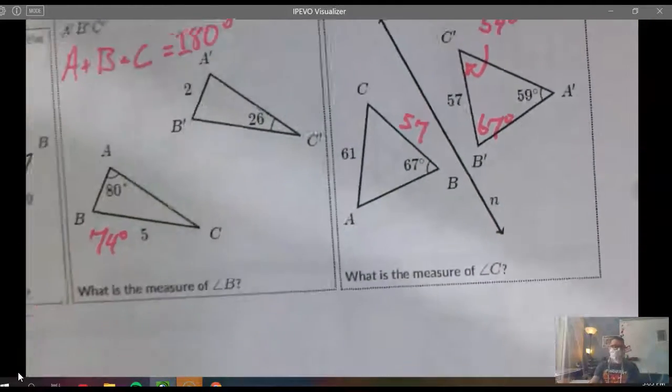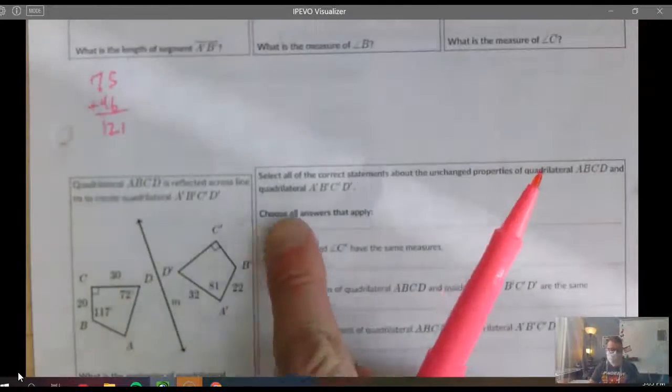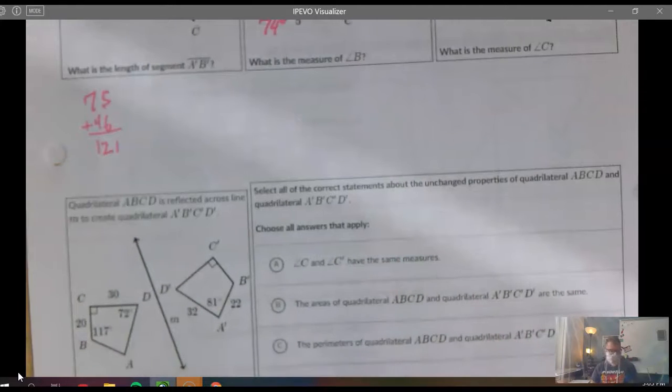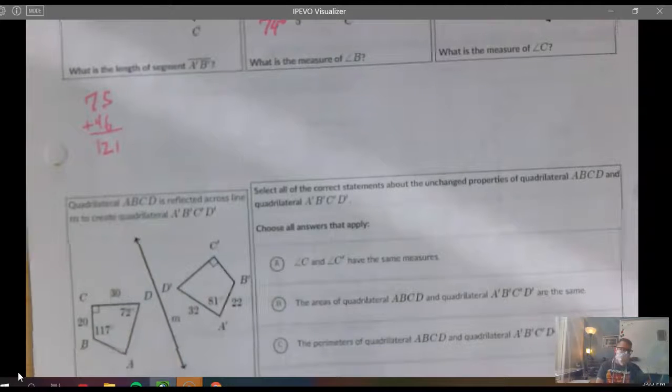All right, take a moment. Come down here, read. It's going to take you a moment to read where you're not talking. Read all of these and decide what is true. What is true?